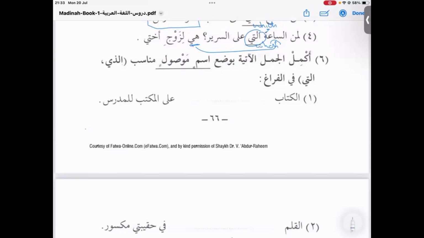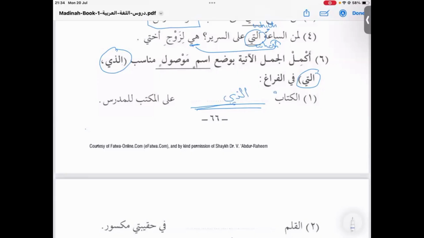Okay. Akmil al-jumal al-atiyah. Complete the following sentences biwad'i ismin mawsulin munasib, by placing a suitable relative pronoun. So now obviously you have to look, is the word male? Then I'll use alladhi. Or is it female? Then I use allati. So I'll show you. Place it in the space.